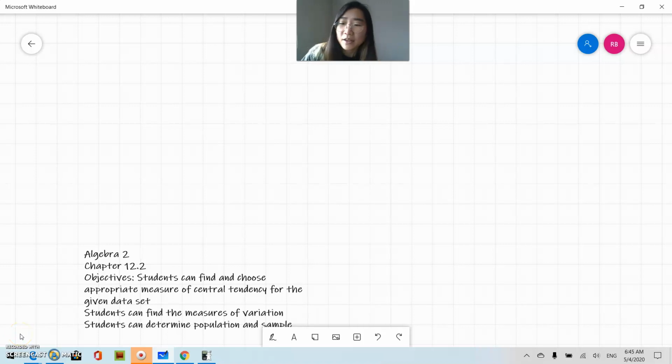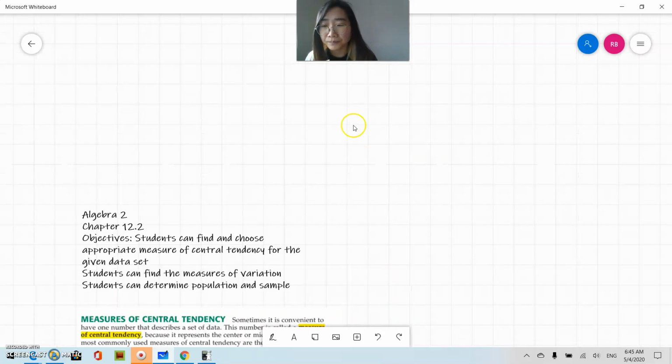Hey guys, today we are going to do the second part of this section. So we're going to mostly focus on measures of variation and how we can determine population versus sample.